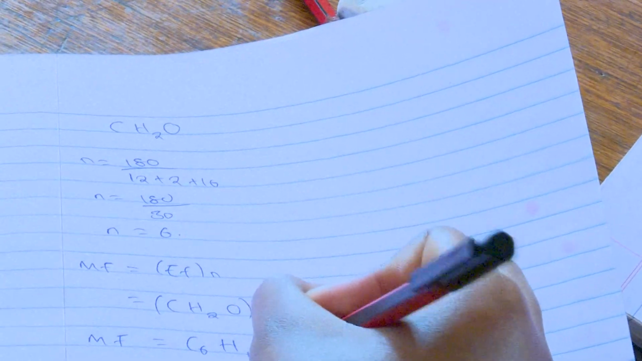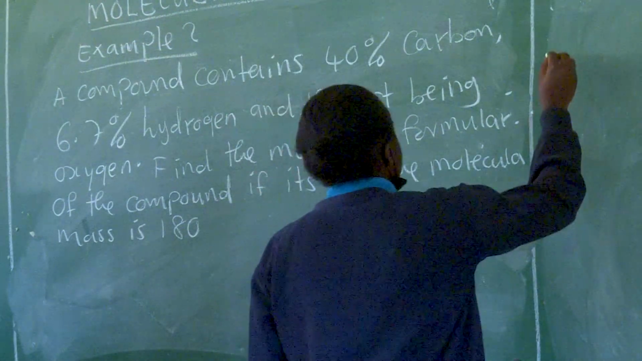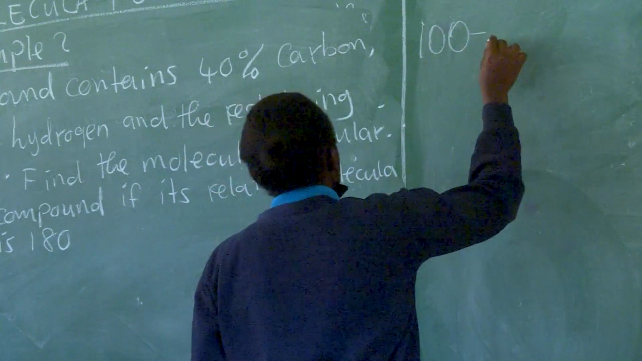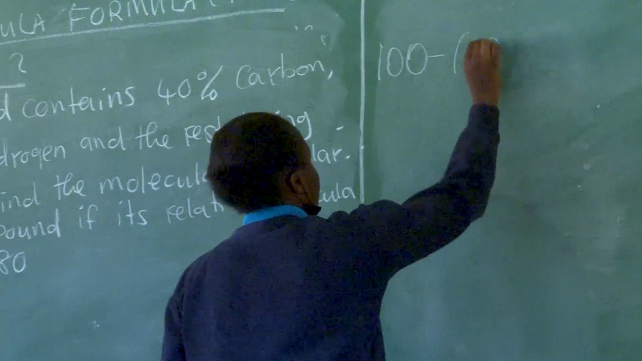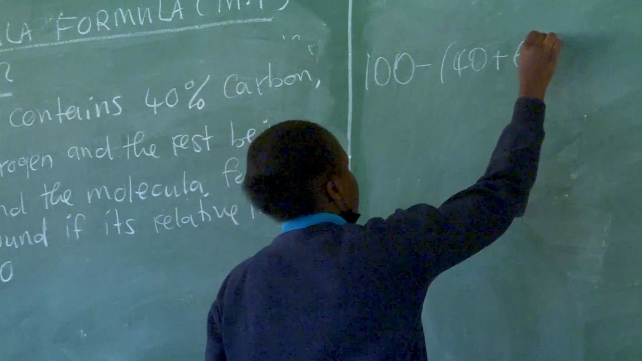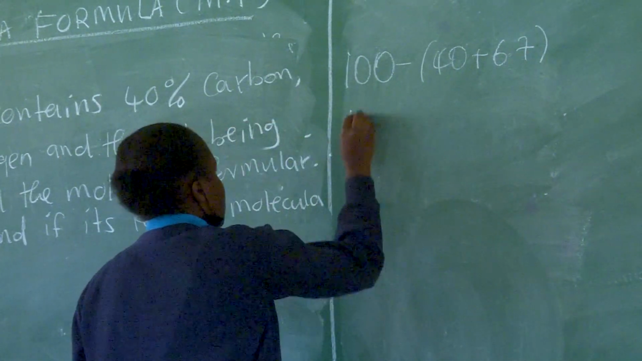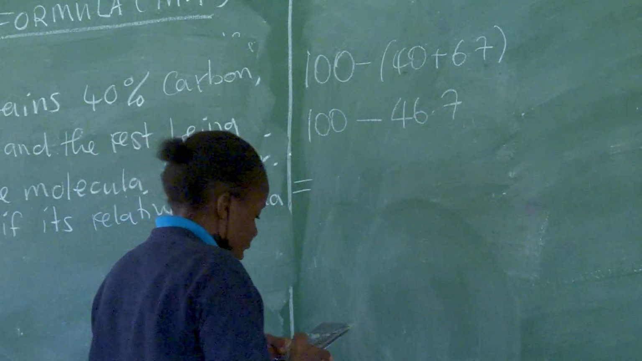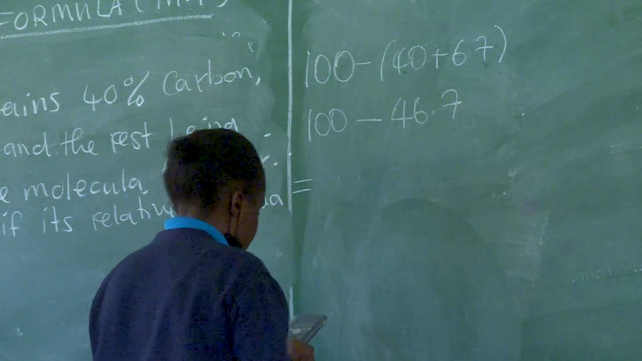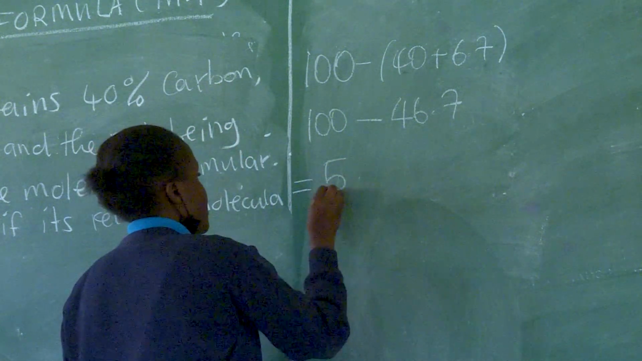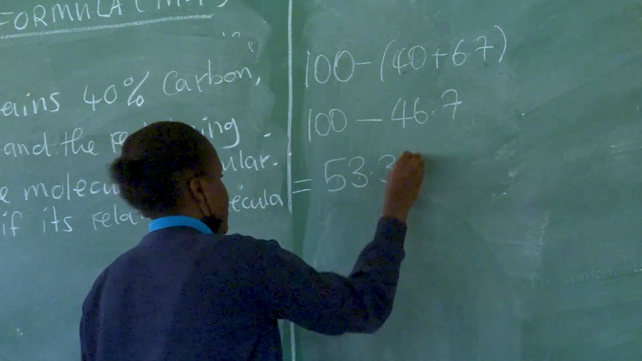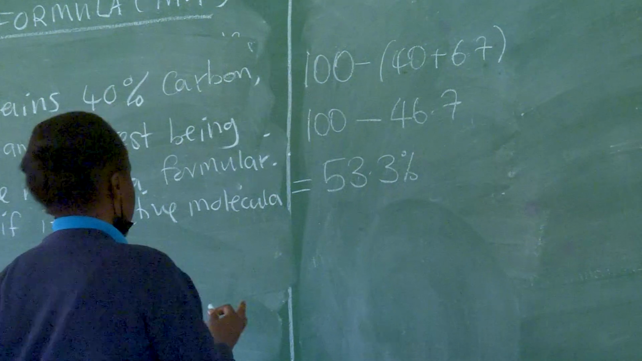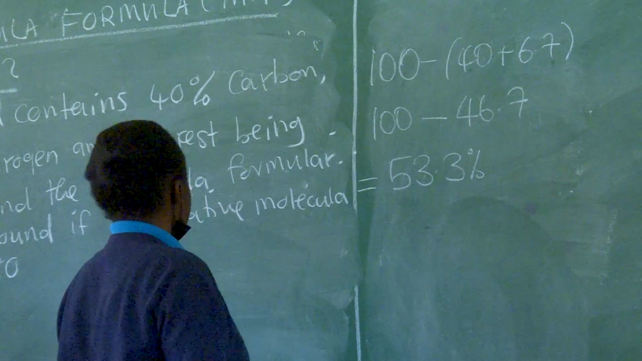Someone to come and solve the question for us. So first, we subtract the percentages we've been given from 100. When we do 100 minus 46.7, we get 53.3. So this is the percentage of oxygen in this compound. Then now we find the empirical formula.